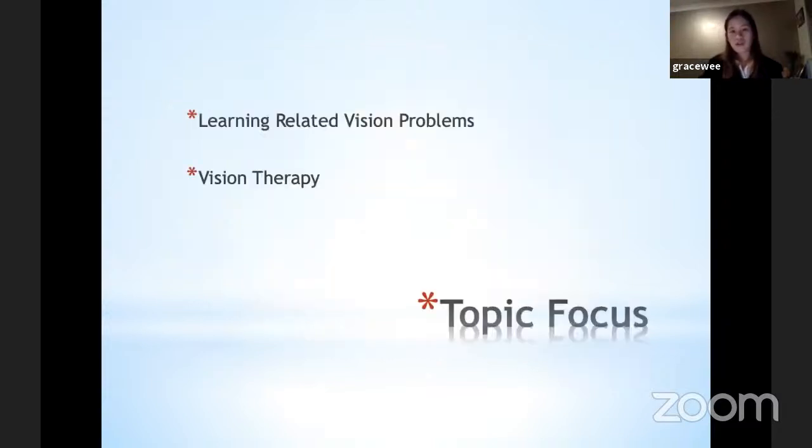My topic focus today, I'll be talking a little bit about learning related vision problems. What is it that kids would experience? And then I will talk a bit more about vision therapy. I will be giving examples of activities that we use for vision therapy. Vision therapy is such a broad topic to cover in under 1 hour, so I can only give examples. There are many, many activities you can use to improve a child's visual function and visual information processing skills. I'll also be using the term perceptual skills because it's easier to say, but visual perceptual and visual information processing are the same thing.